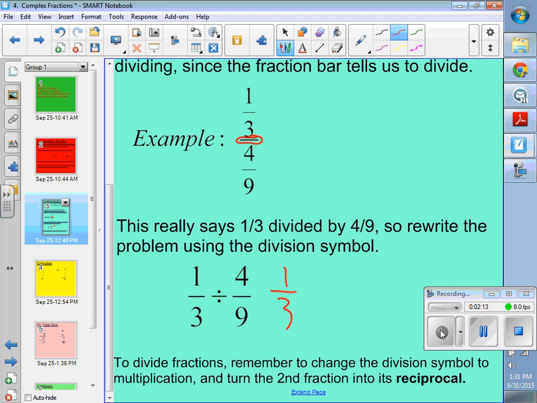So we're going to start with 1/3, and then we're going to multiply by 9/4. And actually we can cross cancel here, the 3 and the 9. So 3 can go into 9 3 times. So we have 3 left over the 9 and 1 over the 3, and then we simply multiply across. So we're going to have 1 times 3 is 3, and 1 times 4 is 4, and our answer is 3/4.